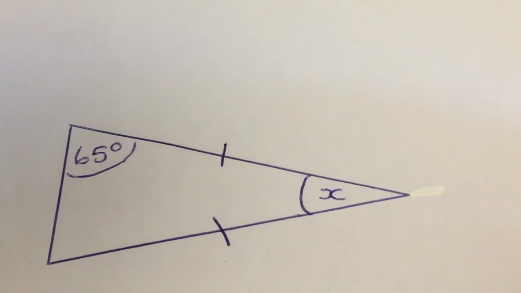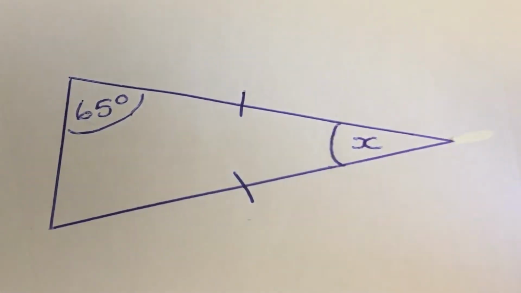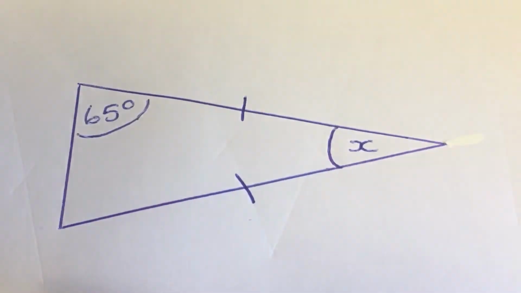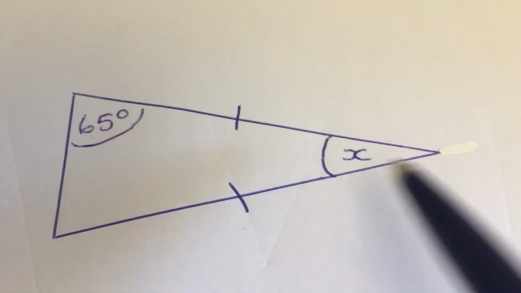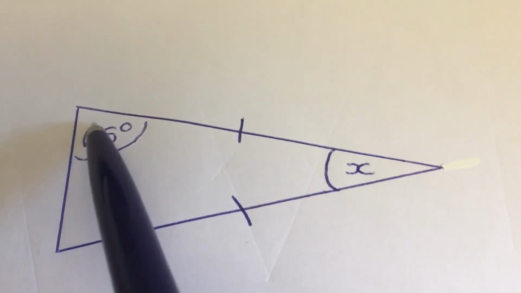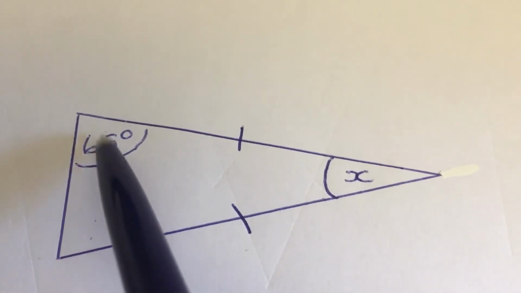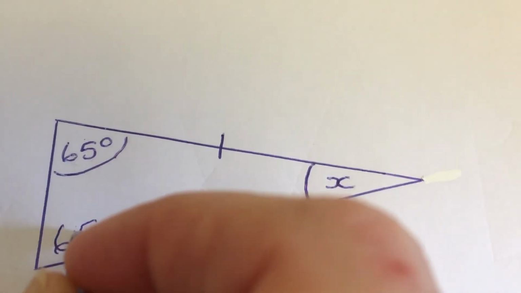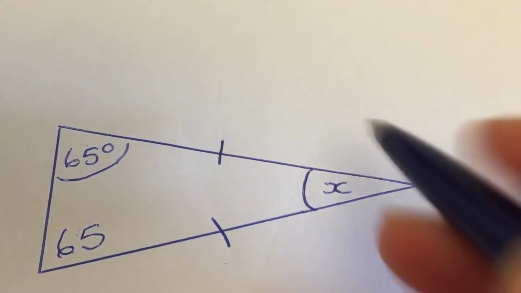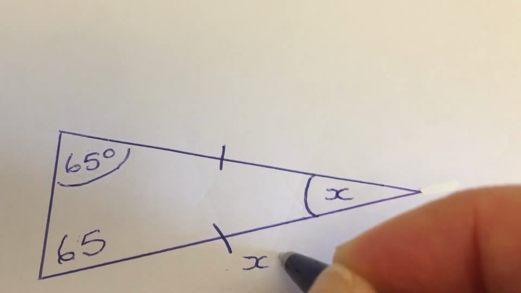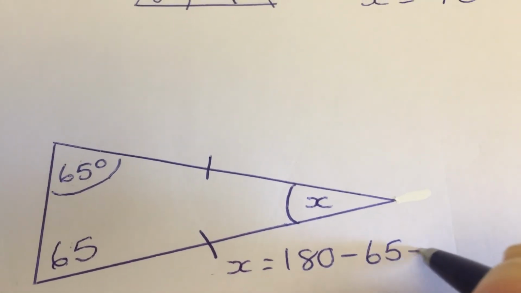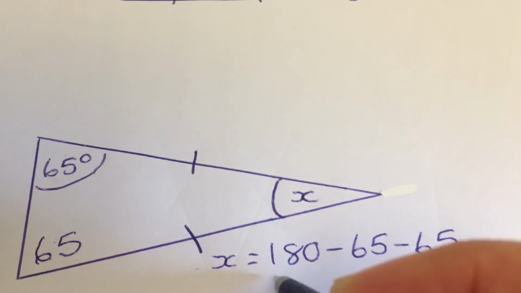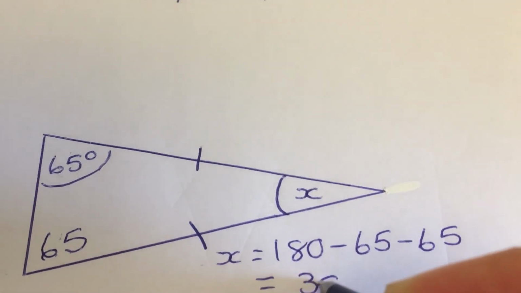If we do that again for this question, this one here is drawn in a different way, as in the two sides don't go up to the top. It is these two angles that are the same. They are both 65. So let's write it in. Then to work out x, we start with 180, we take the 65 and take the other 65, and we get that x is 30 degrees.